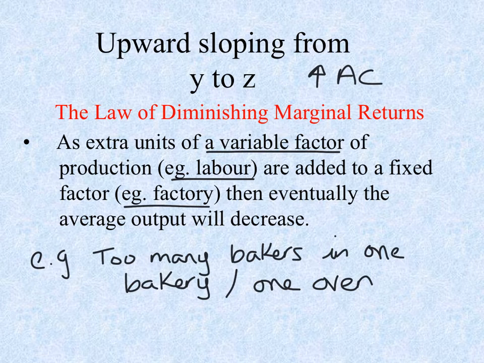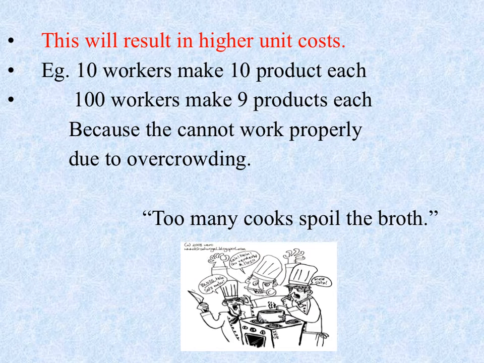In our case, it may be that there are too many bakers in the one bakery, or too many bakers trying to bake all of these cakes in just one oven. So remember, we had the case where our oven took 30 minutes for each cake to be baked, and we could only bake one cake at a time. So again, just another example here, 10 workers could make 10 products each, but 100 workers could only make 9 products each because they cannot work properly in the factory due to overcrowding.